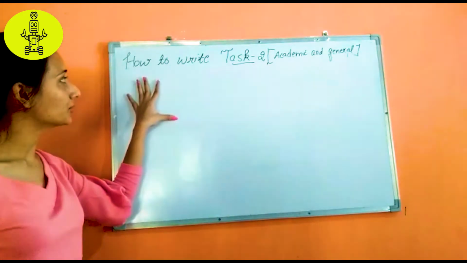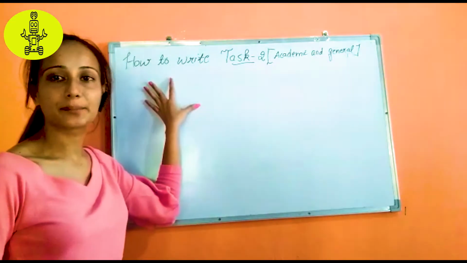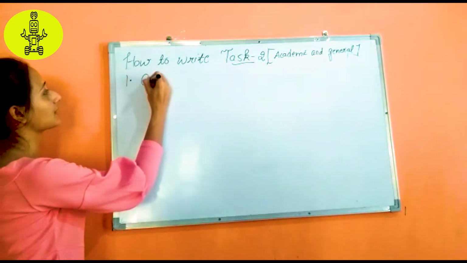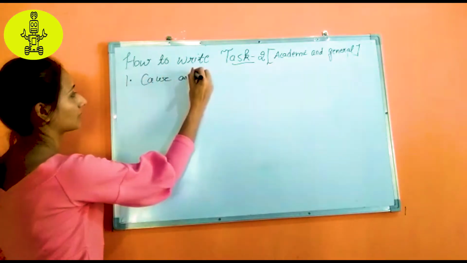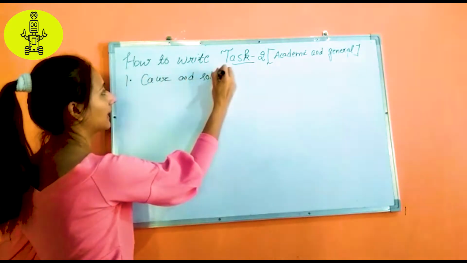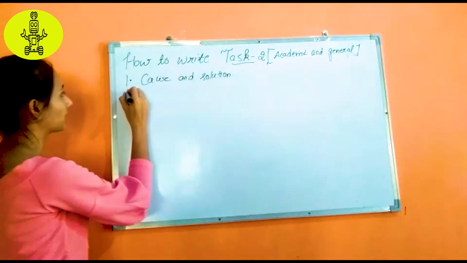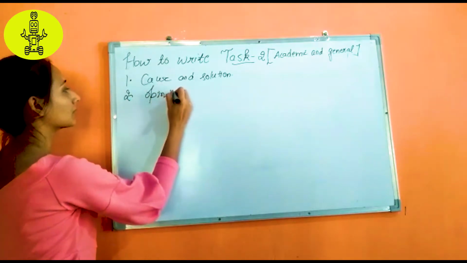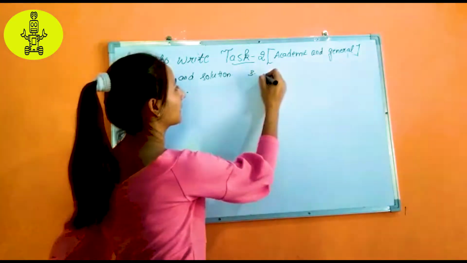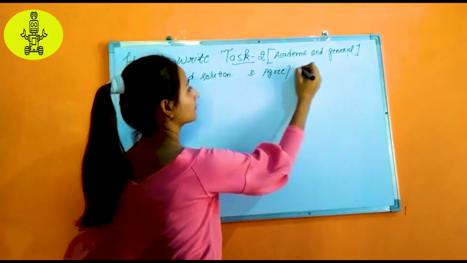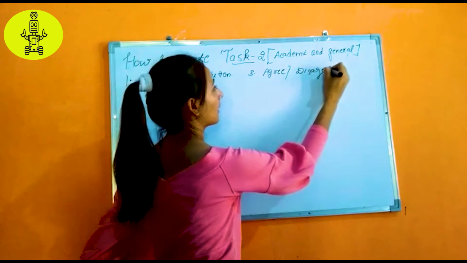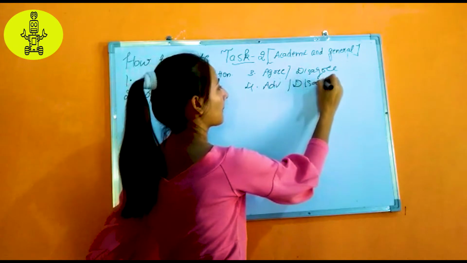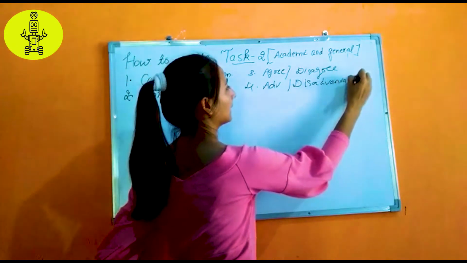Exactly, in task 2, you will get a different type of essay. It can be a cause and solution essay. They will provide you a heading, and on the basis of the heading you need to write one of these 5 different types. It can be cause and solution, it can be opinion, it can be agree or disagree, advantage and disadvantage, and then discussion.